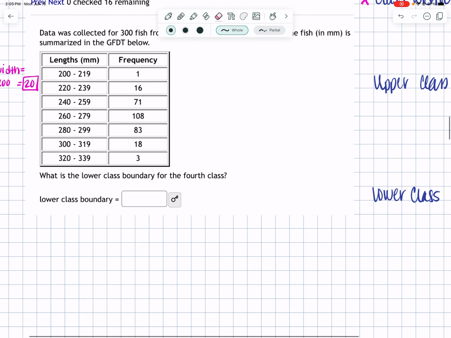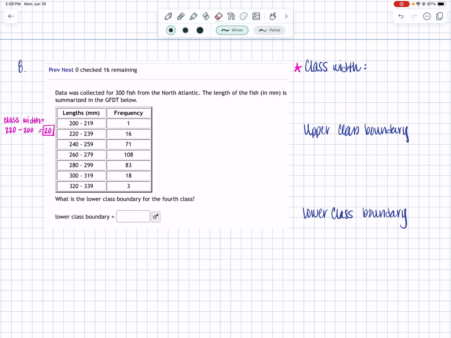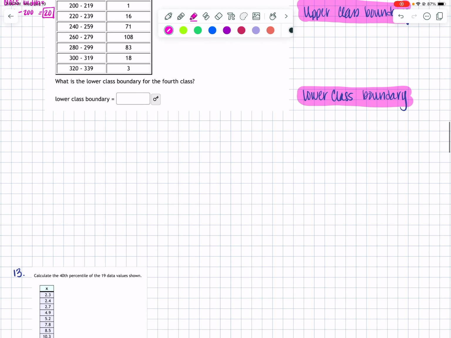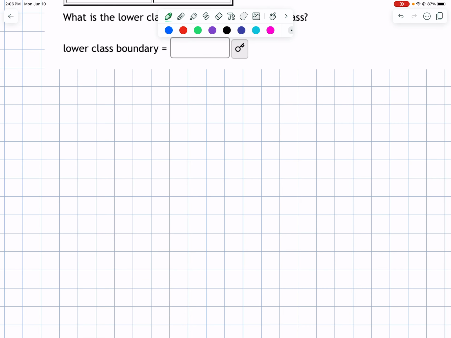Now, where a lot of people really struggled was with the idea of an upper class boundary and a lower class boundary. Now, bear with me. Did you ever ride in the back seat of the car with your sibling? If you did, and you were anything like me and my sister, you were, this is the seat.